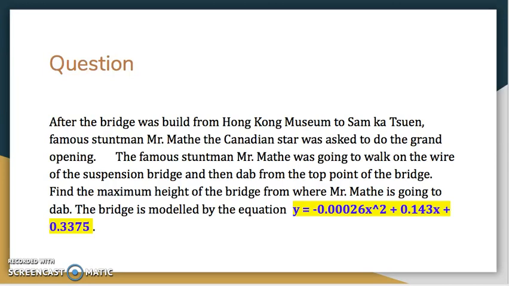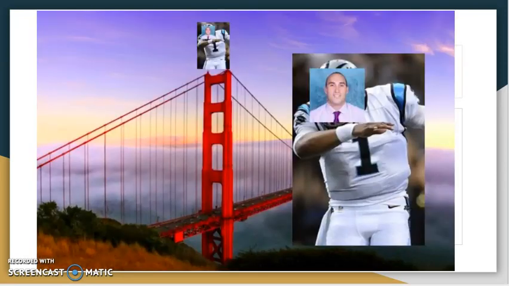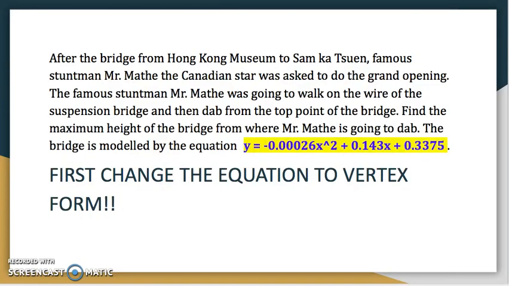Now for all the visual learners, this is how the picture of Mr. Mathay dabbing from the top would look like. So here's Mr. Mathay, the Canadian star, dabbing from the top of the suspension bridge, aka we need to find the vertex. We already know the equation. Mr. Mathay already taught us how to find the vertex, so this should be easy.